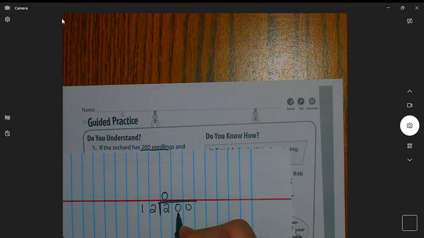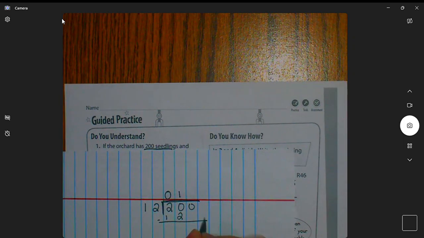Can 12 go into 20? Yeah. How many times can 12 go into 20? You are so right. It's 1. So I put a 1 over top of the 0 where I'm working in my tens place. And then I subtract it out. 0 becomes 10. 2 becomes 1. 10 minus 2 is 8. 1 minus 1, 0.